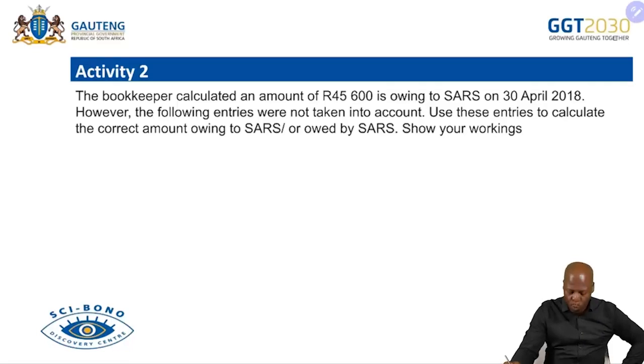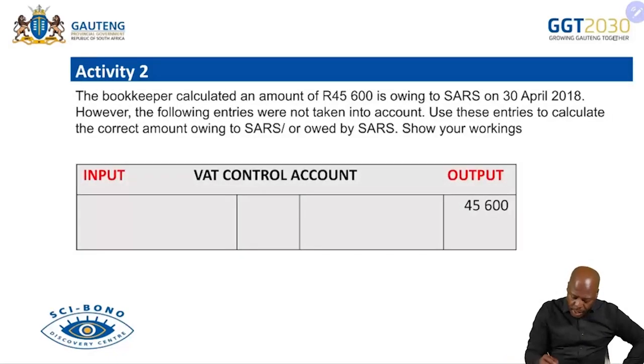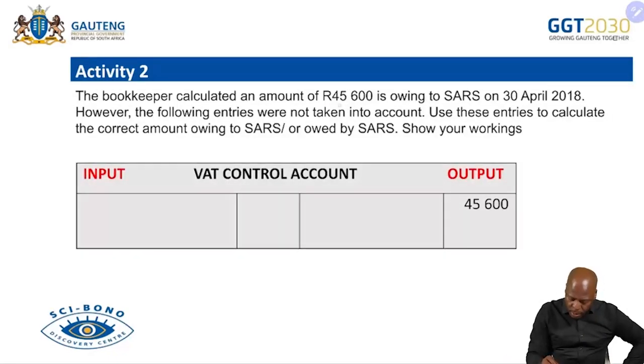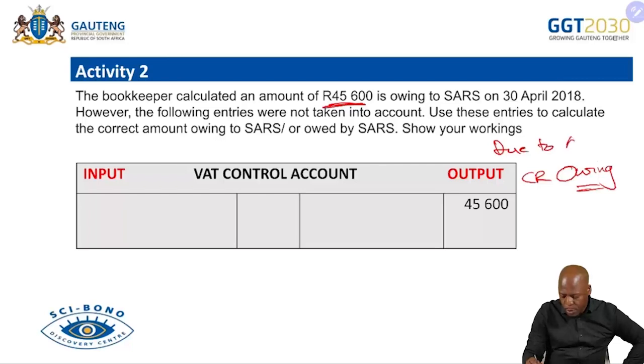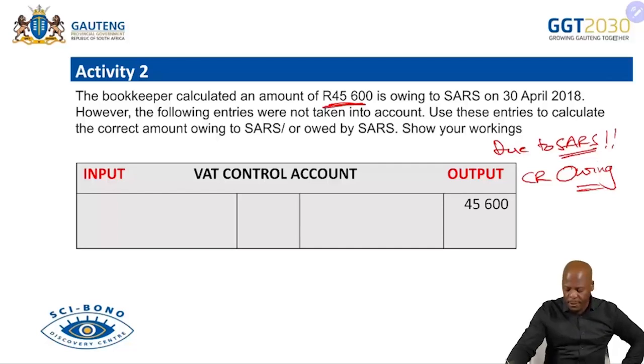Let's start off with the balance. It says, the bookkeeper calculated an amount of 45,600 owing. Owing comes to the credit side. This is where my owing is going to come. Okay, so this simply means it is due to SARS. And the balance becomes 45,600. That one there, due to SARS.